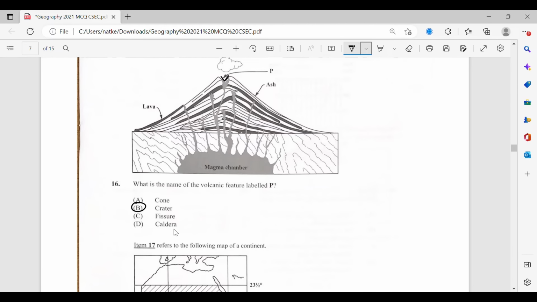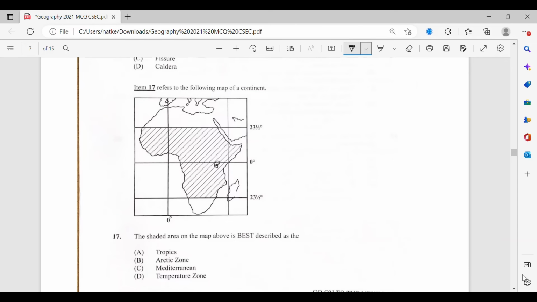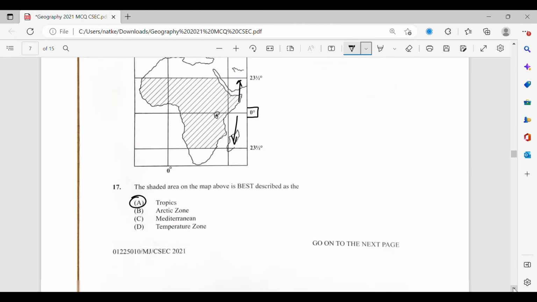All right. Number 17. 17 refers to the following map of a continent. The shaded area on the map above is best described as the. So 0 degrees here, extremely hot, above and below to 23.5 degrees north and south of the equator. That would have been our tropical areas. So number 17 is letter A.